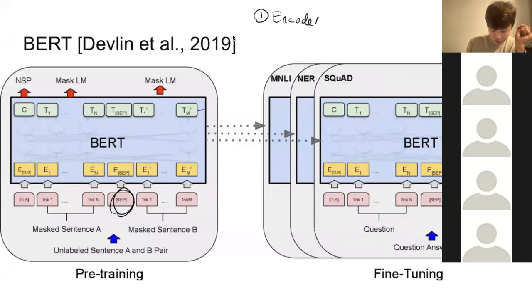So that actually gives some crucial benefit and limitation. Let me talk about the limitation. What is the limitation? If you don't use a decoder, then you cannot generate text. That's the most important difference between encoder and decoder.